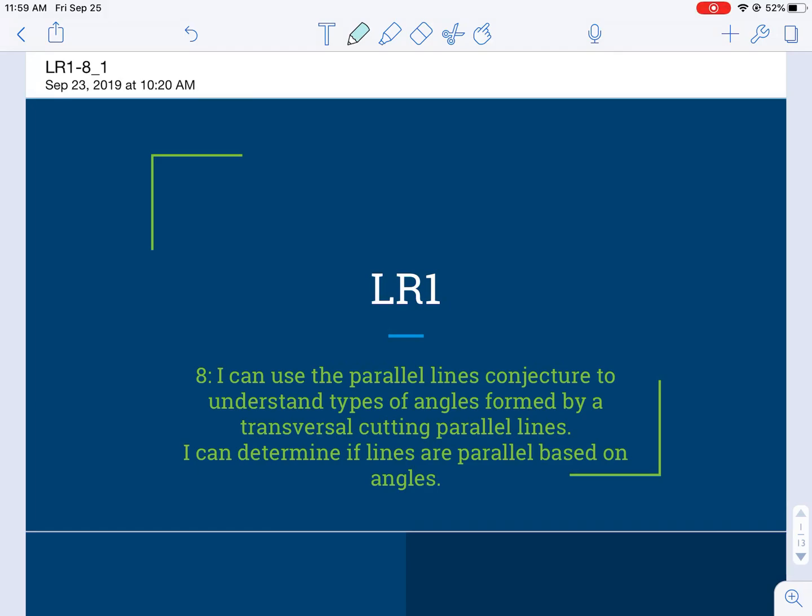On LR1-8, we're going to use the parallel lines conjecture to understand different types of angles that are formed by transversals, and you'll also be able to determine if lines are parallel based on angles.